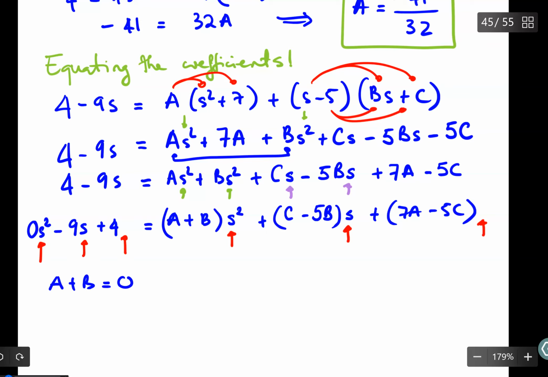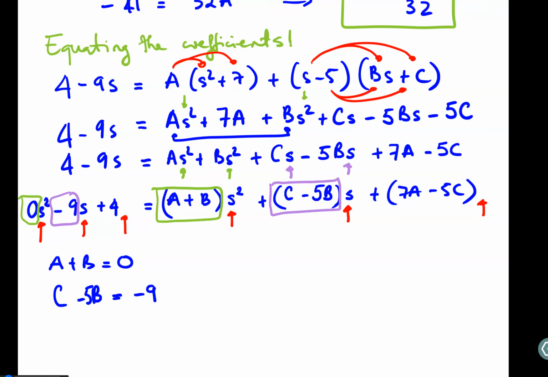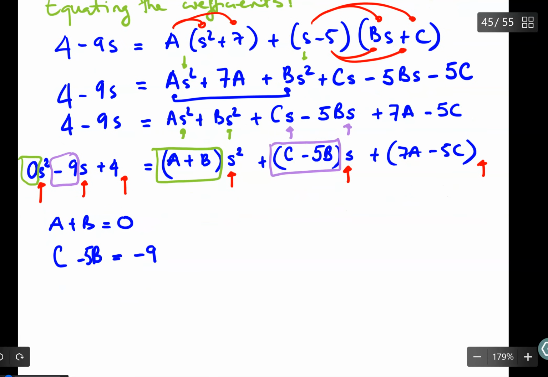Okay, so let's circle that. A plus b has to be equal to 0 for it to be true. The next step is c minus 5b. Recognize that it's actually equal to minus 9. Okay, for this to be true, then I should have negative 9 equal to c minus 5b. And in the end, I should have 7a minus 5c equals to 4.